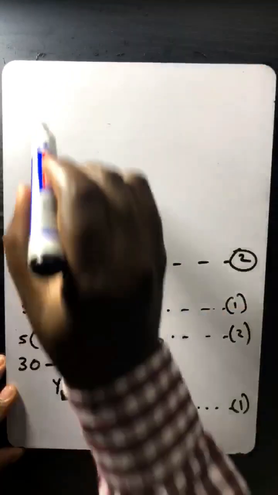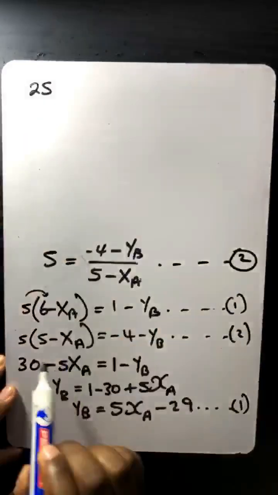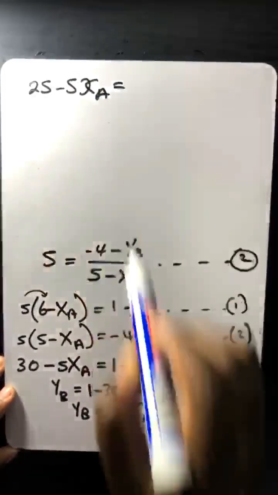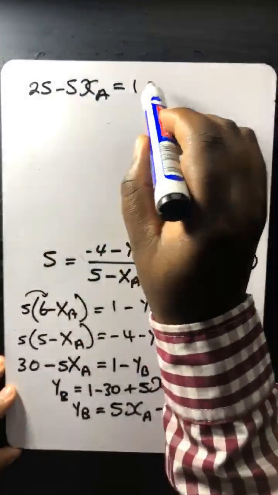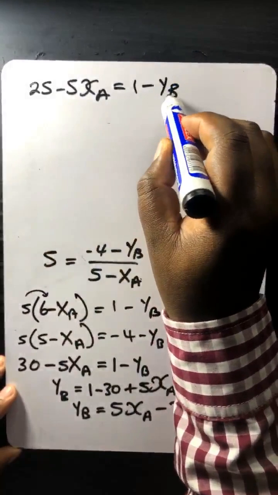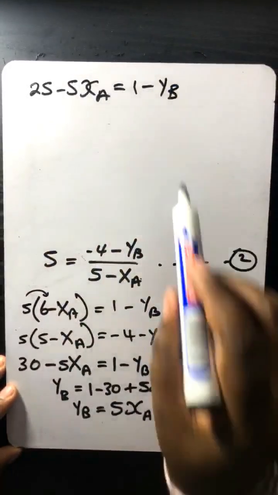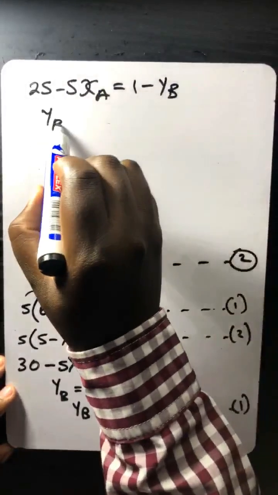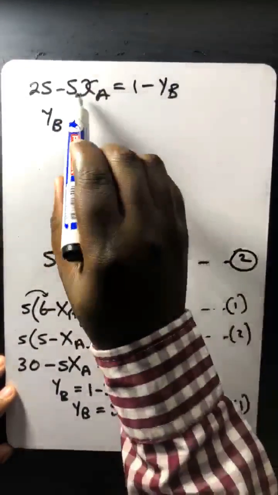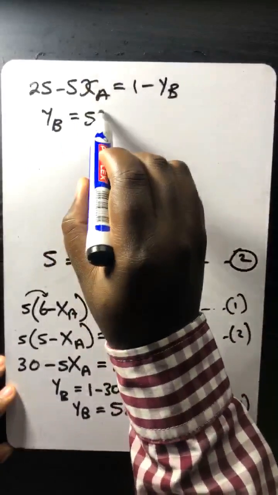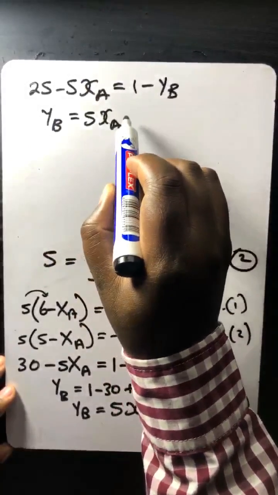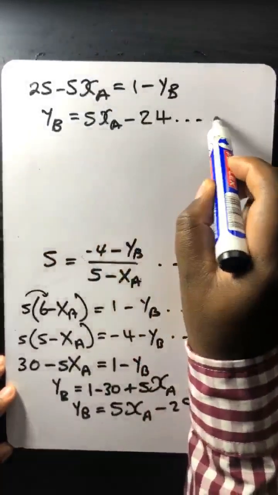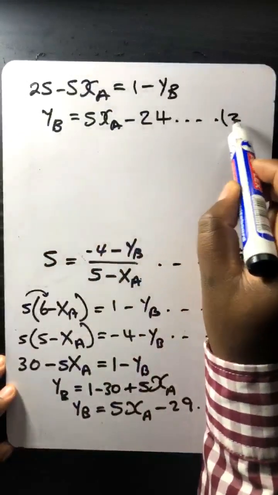This times this is 25. Just check if I'm making mistakes in terms of calculations, but let's see how far we are going to end up with that one. Then we have y at B. So let's try to make it the subject of the formula. We take this to the other side: y at B is equal to positive 5x at A, and then that one makes it minus 24. Then we have this as our equation number 2.